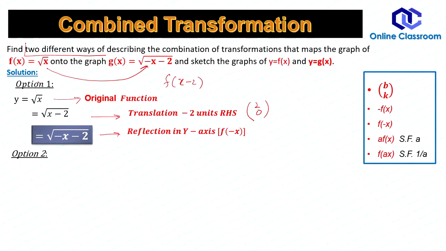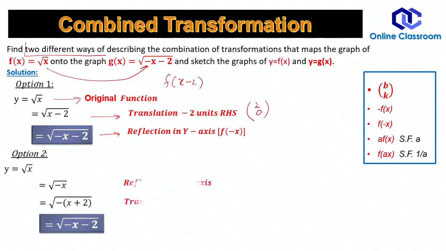Option number 2. And what is my option number 2? If I do the reflection first in the y-axis, then I have a different translation here, because if this x is added with 2, it means you're moving towards the left, and when you open the bracket you get the same result. Try to do this graphically also, then you get a very clear picture of the 2 transformations, and the ultimate result is the same.